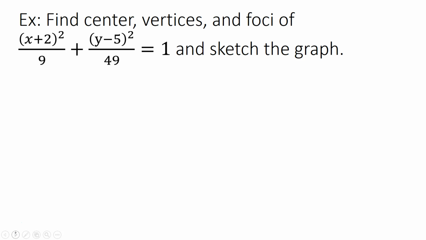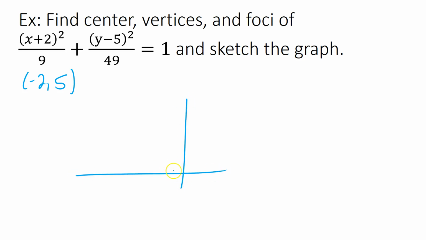All right, so find the center, vertices, and foci of this guy. So this is written in standard form already. So it looks like our center is going to be at (-2, 5), right? Because it's x plus 2, so that's a negative 2, and then y minus 5, so that's a positive 5. So that's our center, so let's do that. So (-2, 5), that's going to be in the second quadrant. Once again, we're in the second quadrant.